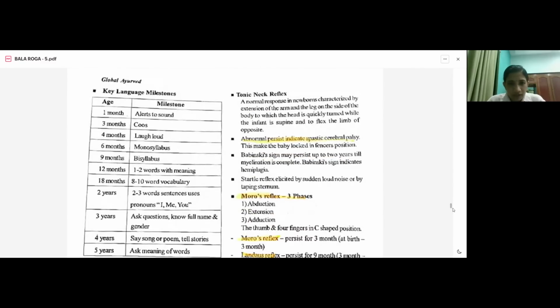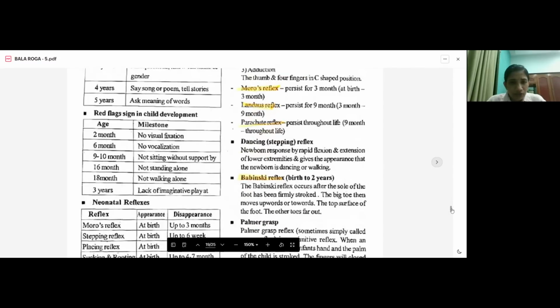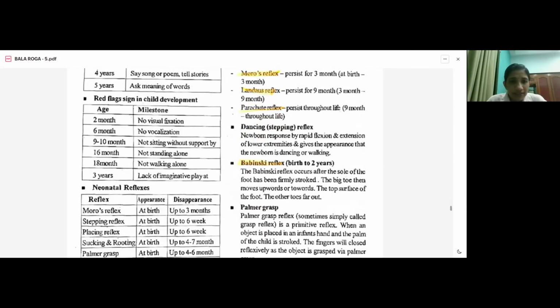And next, you have to study the red flag signs in development. In the second month, if there is no visual fixation, it is a red flag sign in the development of the baby. We have studied that in the second month, the baby develops the social smile. So if he has no activities like this, it is a red flag sign.